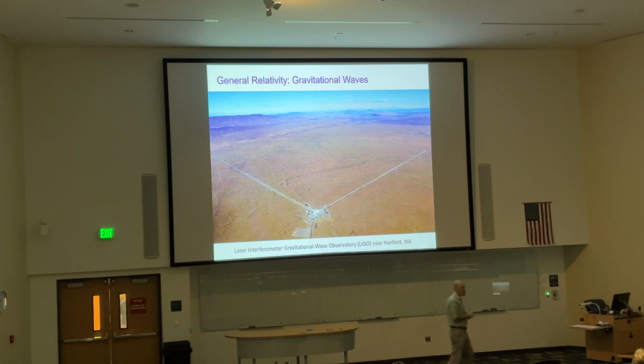Now, the length change is close to the width of the proton. It's very, very small. So even though the length of these arms is 4 kilometers, or something like 2.5 miles, it's a change in length of about the width of the proton. So it's extremely difficult to detect.